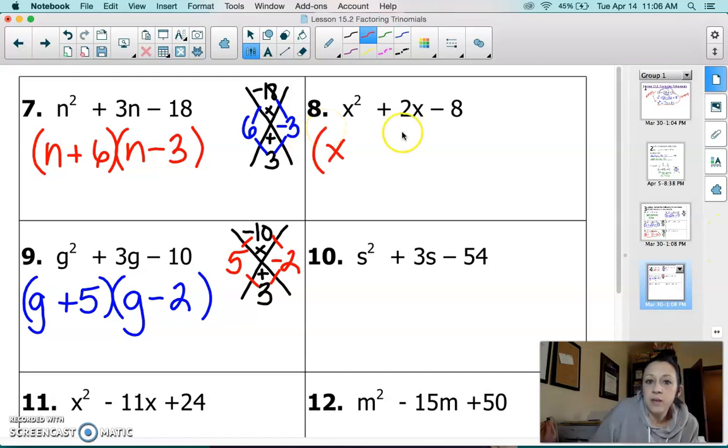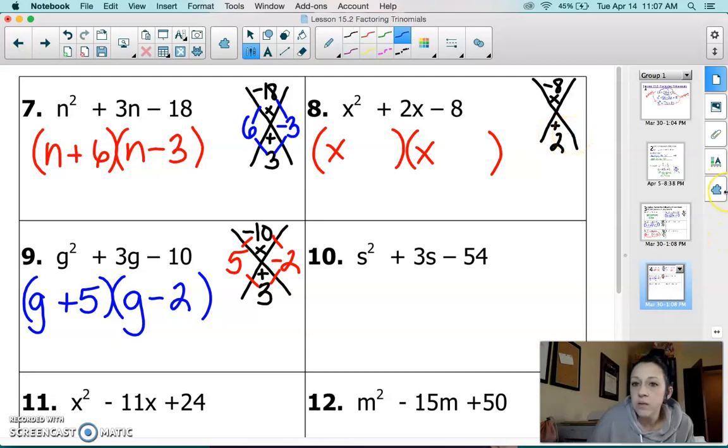So we got x squared, so we'll do x times x. Okay, we want to multiply to negative 8 and add up to 2. All right. What times what equals negative 8? I think, or at least 8 anyway. 4 times 2 is 8, right?